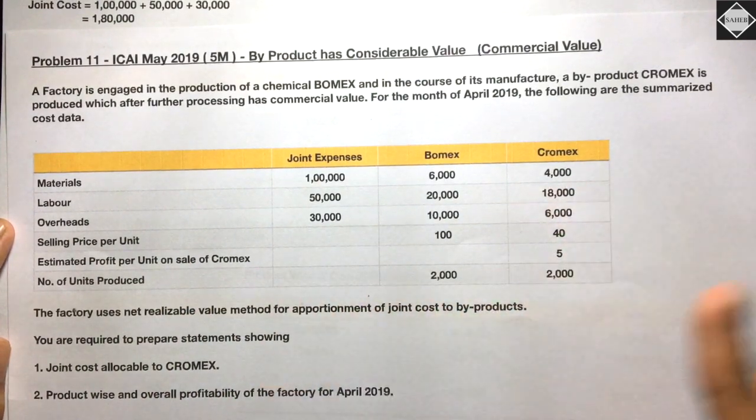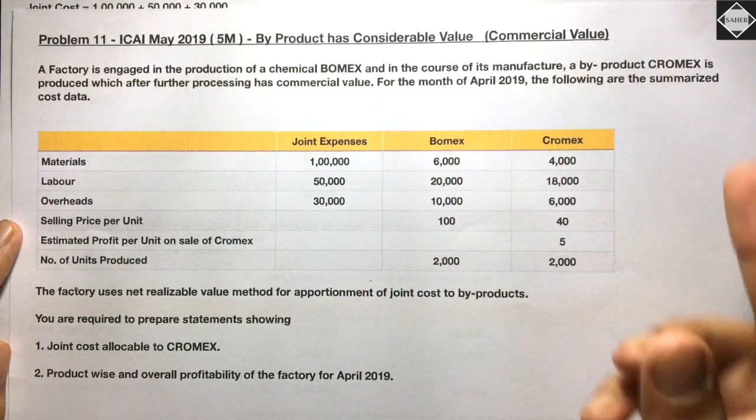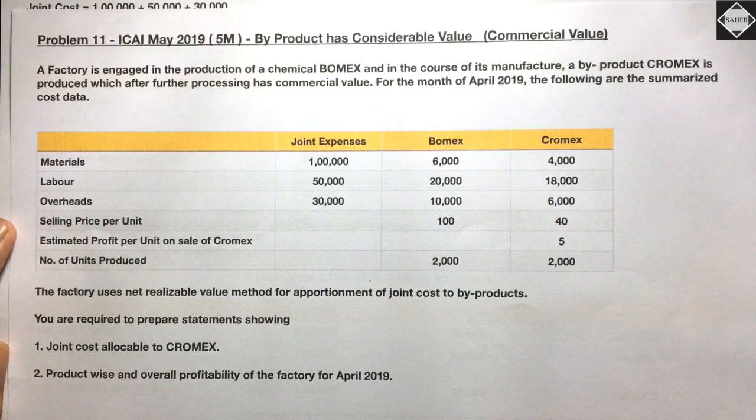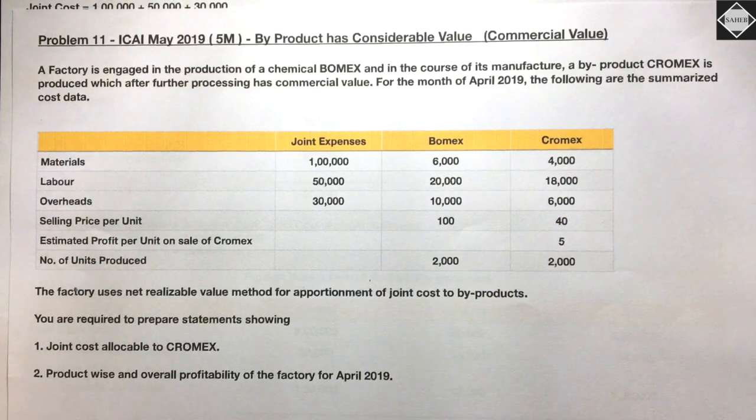In the next video we'll solve one more problem where there will be 2 byproducts and 1 main product. You will see how we have to apply reverse cost on them and then take the balancing figure as the joint cost of the main product. Further processing decision will also be there in that question, so we'll see that.